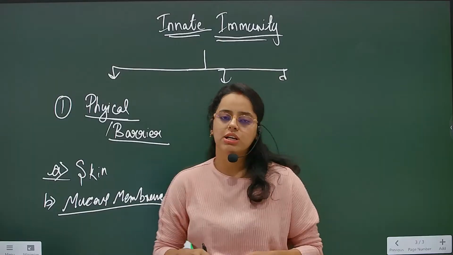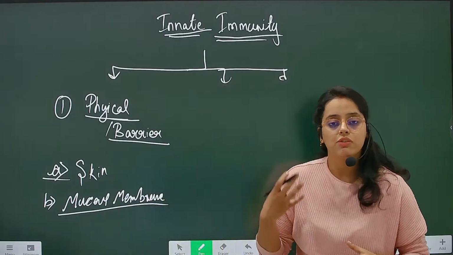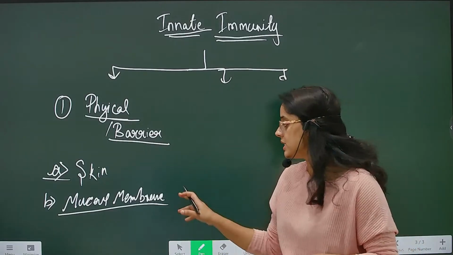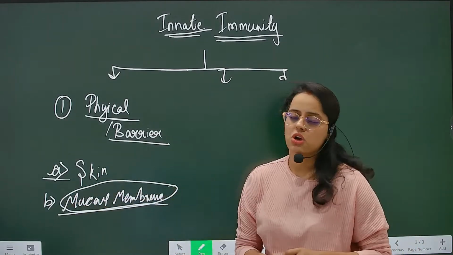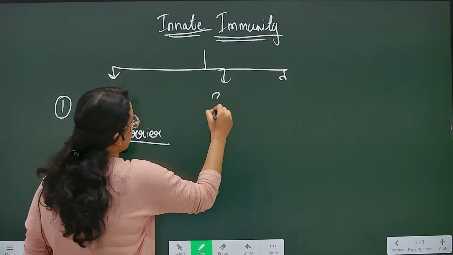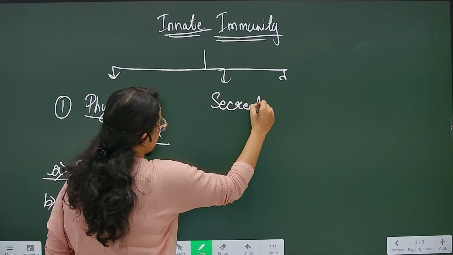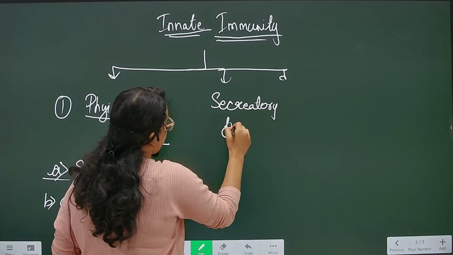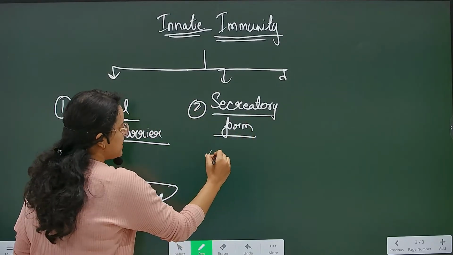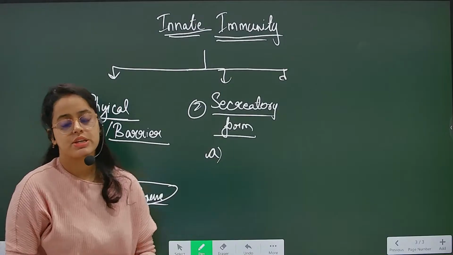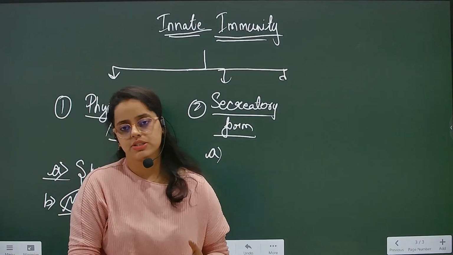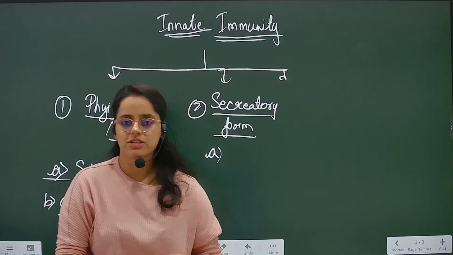The inner lining of the body cavities and the inner lining of the organs are also made up of squamous epithelium, which doesn't allow the passage of bacteria. Now coming to the secretory form of innate immunity, the second form. It secretes certain secretions that cause the killing or phagocytosis of bacteria or foreign substances.